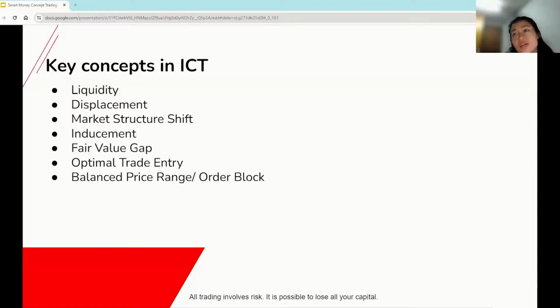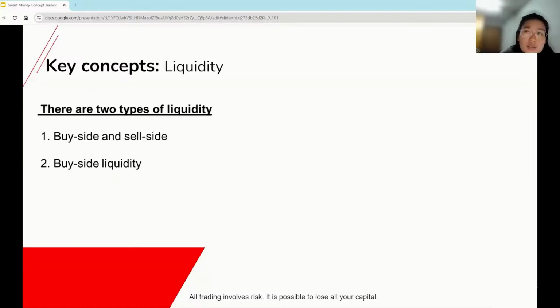These are more things that you can actually work on and understand from ICT. So firstly, we have liquidity. There are two sides of liquidity: the buy side and the sell side. Buy side liquidity represents a level on a chart where your short sellers have their stops positioned. Sell side liquidity is just the opposite.